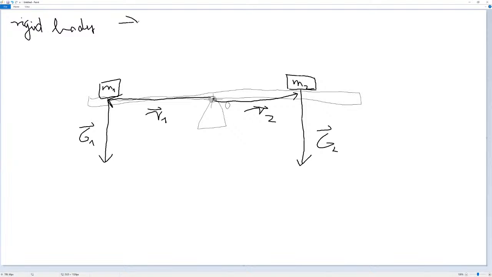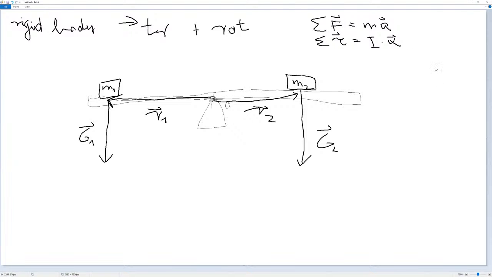Means translation plus rotation are possible. What is the dynamical equation for translation? This is the well-known Newton's second law for the net force. And what is it for rotation? Sum of the tau equals moment of inertia times alpha.